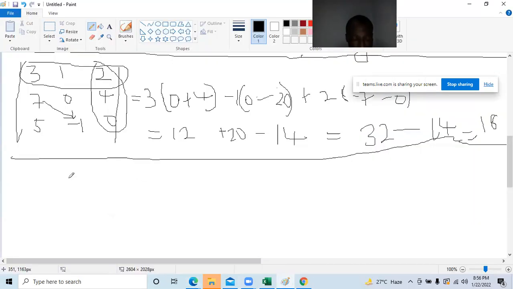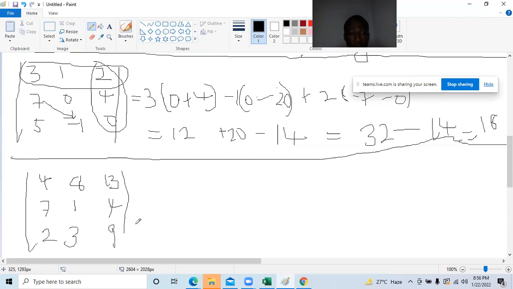So here's my assignment now. 4, 8, 13, 7, 1, 4, then 2, 3, 9. So find the determinant of this matrix, and then let's discuss it on Monday morning.